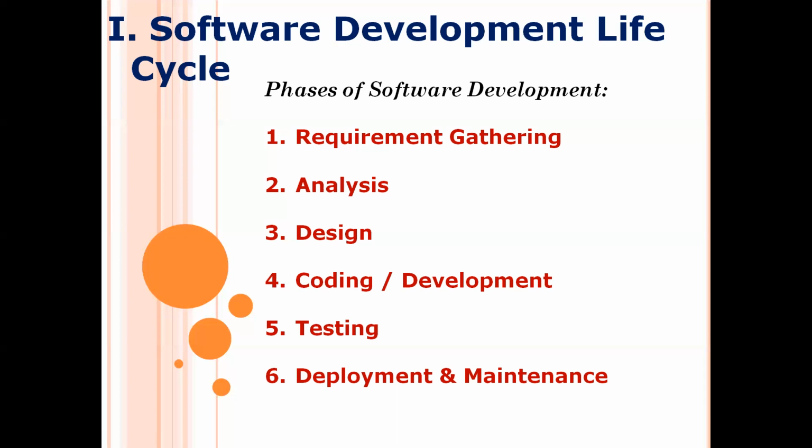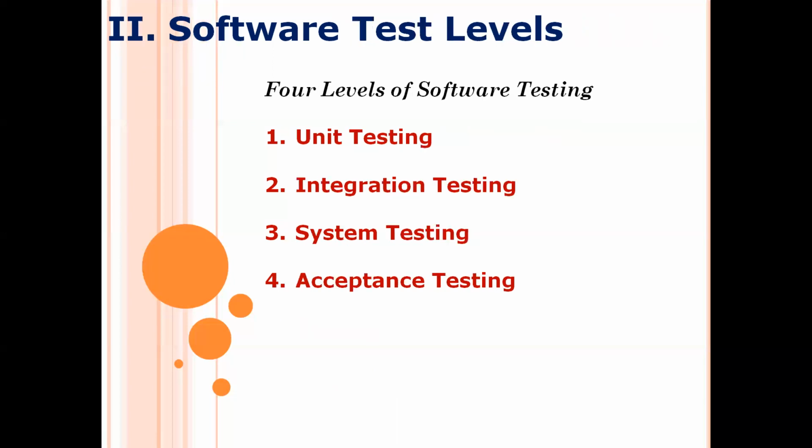See, in this general software development life cycle, we have one phase of software testing, but nowadays we have multiple levels of software testing, four levels. Okay. Next, second chapter, software test levels. There are four levels of software testing: unit testing, integration testing, system testing, and acceptance testing.